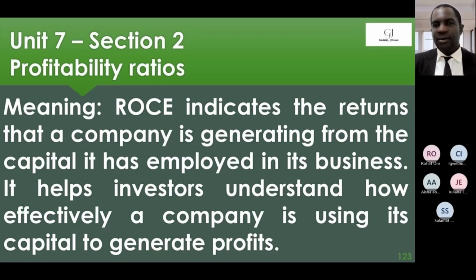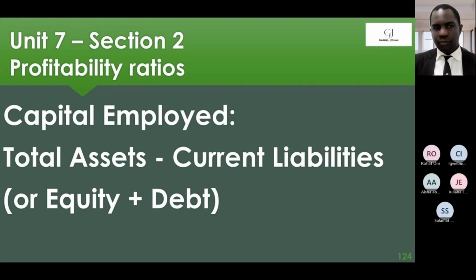So you only look at your equity, your reserves, retained earnings, share premium, and anything attributable to the ordinary shareholders of a company. So the debt also is the same thing. It helps investors understand effectively how a company is using its capital to generate profits. So we use the formula here.